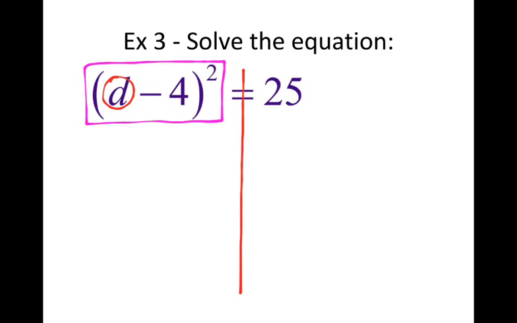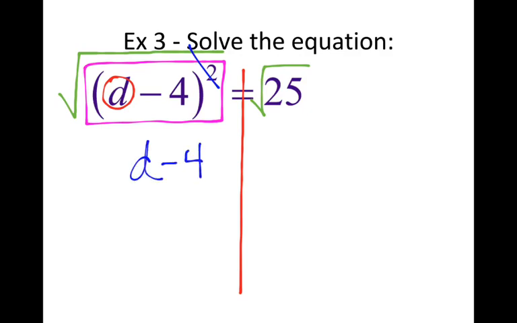That box is a reminder that we have to get rid of the stuff outside the box first. Is there anything outside the box that we need to get rid of? No. So we can go straight to getting rid of the square. And how do we get rid of a square, Michael? We take the square root. So we're going to take the square root here. And since we took the square root on the left, we're going to take the square root on the right. And now we simplify. When we simplify the left, what's going to happen? The square and the square root cancel each other out, and that leaves d minus 4, right?